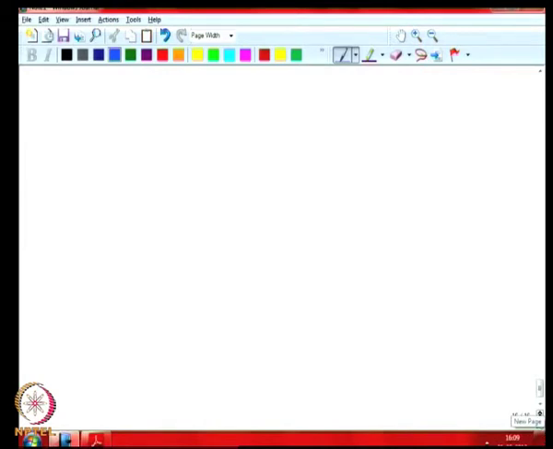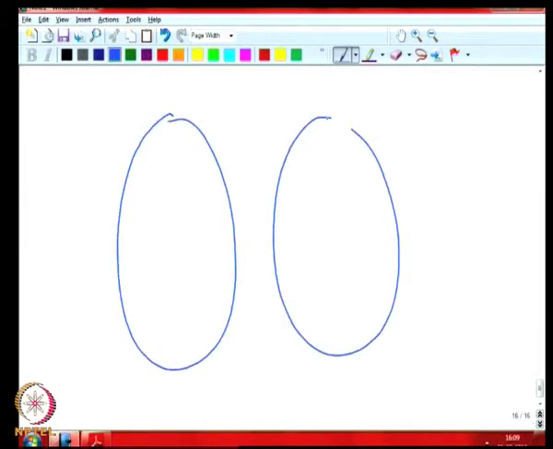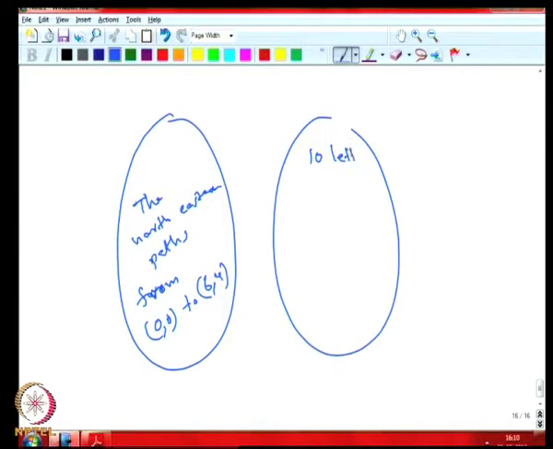In other words, I will set up a bijection between the northeastern paths from 0, 0 to 6, 4, and the 10 letter sequences using E and N with 4 E's and 6 N's, something like this, N, N, E, N, N, E, this kind of sequences.